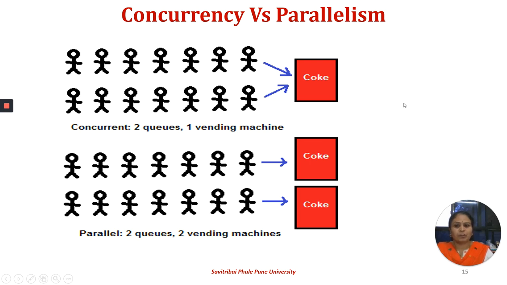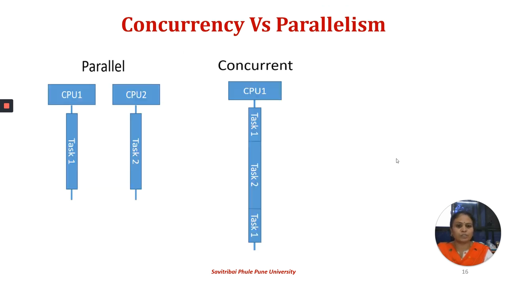Again, another example of concurrency: when it is a concurrent system, you have two queues and one poke machine, and the two queues are serviced in an interleaved manner with a single poke machine. Whereas in a parallel system, you have two different poke machines and two different queues being serviced using these independent poke machines.